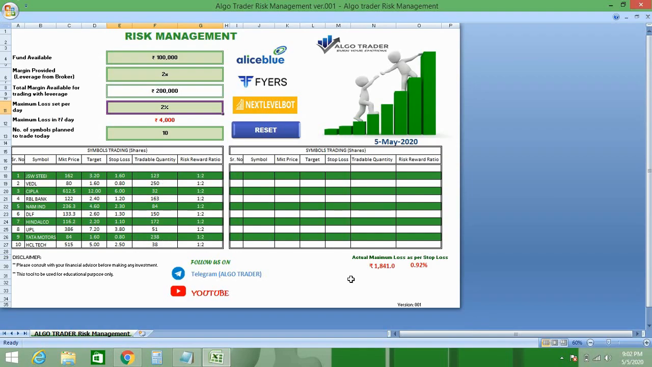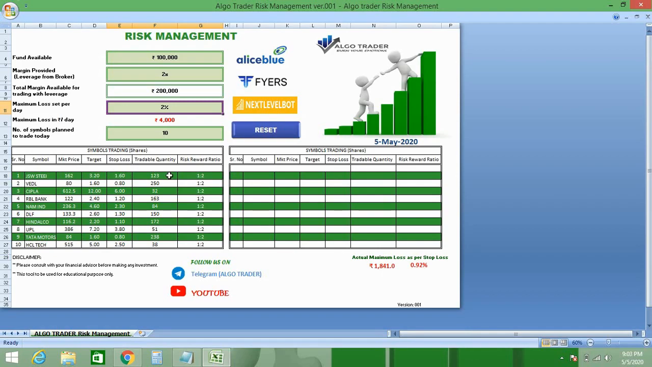Okay, and the last one, if you see the right bottom corner, guys, you can see your stop loss. Your actual maximum loss as per stop loss is 1841, which is 0.92 percent of your total margin. Guys, you will see that here you are seeing 4000 and here 1841. The difference is, 4000 is the maximum loss you set for the day, and this is the actual loss based on the stop loss. The difference is your stop loss is lesser. It is not even reaching 4000. If all 10 shares got hit with stop loss, it's not even reaching 4000, it's reaching only 1841. And yes, if you ask me, suppose for JSW your stop loss is only 1.6 and still you are not touching 4000, why can't you go for more quantities to trade?